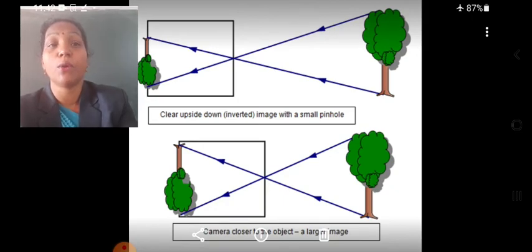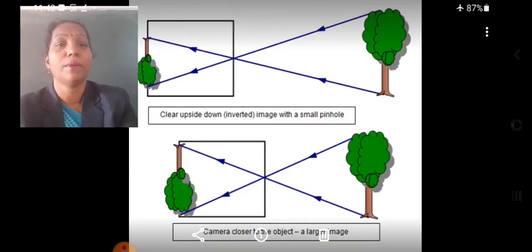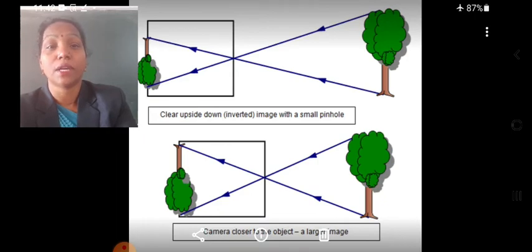With a pinhole, if the pinhole is small, a somewhat clear image is formed. But if the pinhole is larger and if the camera is brought nearer to the object, the image also will be larger in size.